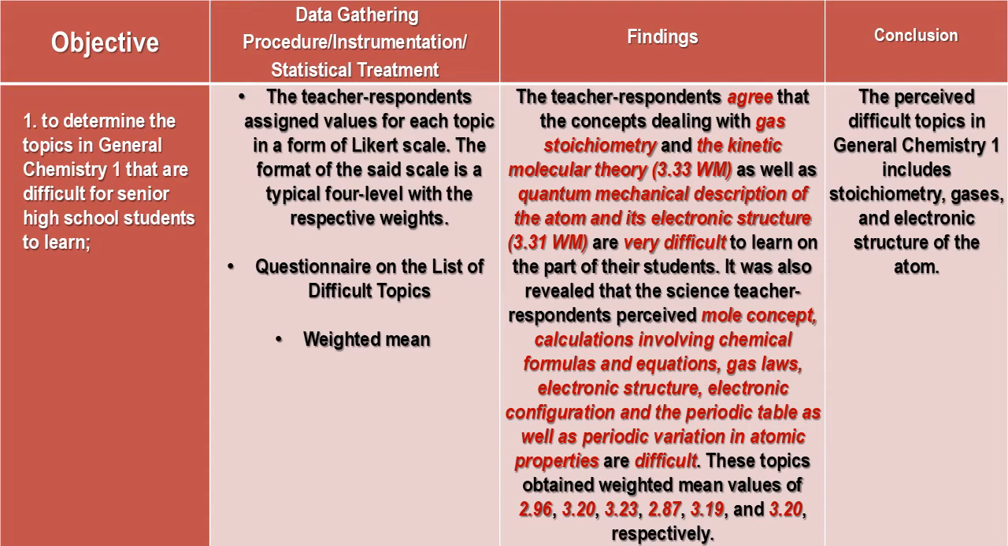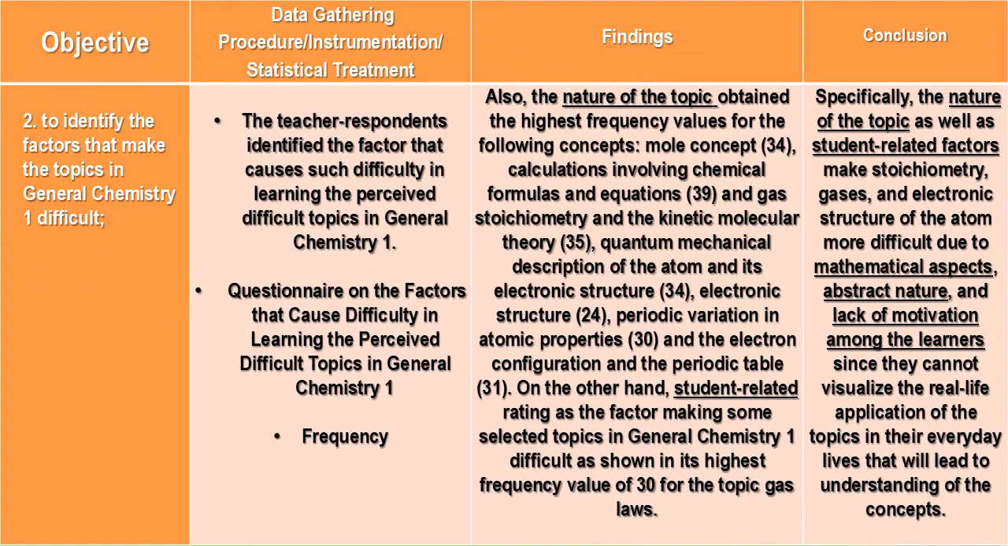For the conclusion of the first objective, it was perceived that General Chemistry 1 includes some examples of difficult topics like stoichiometry, gases, and the electronic structure of the atom. For the second objective, to identify the factors that make the topics in General Chemistry 1 difficult, the researcher used a questionnaire on the factors that cause difficulty in learning the perceived difficult topics. For the data gathering procedure, the teacher respondents identified the factors that cause such difficulty in the said subject. We used frequency as our statistical method.